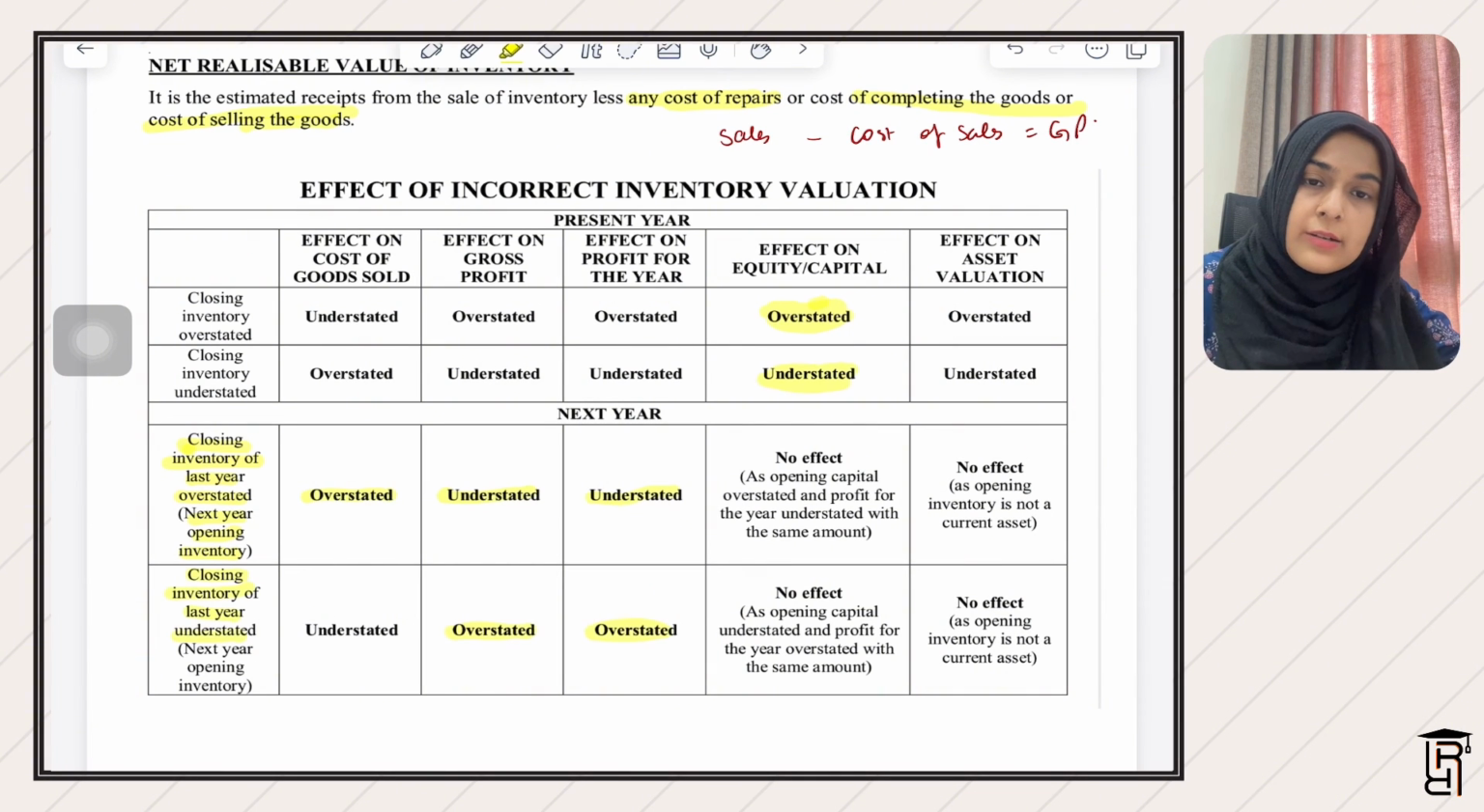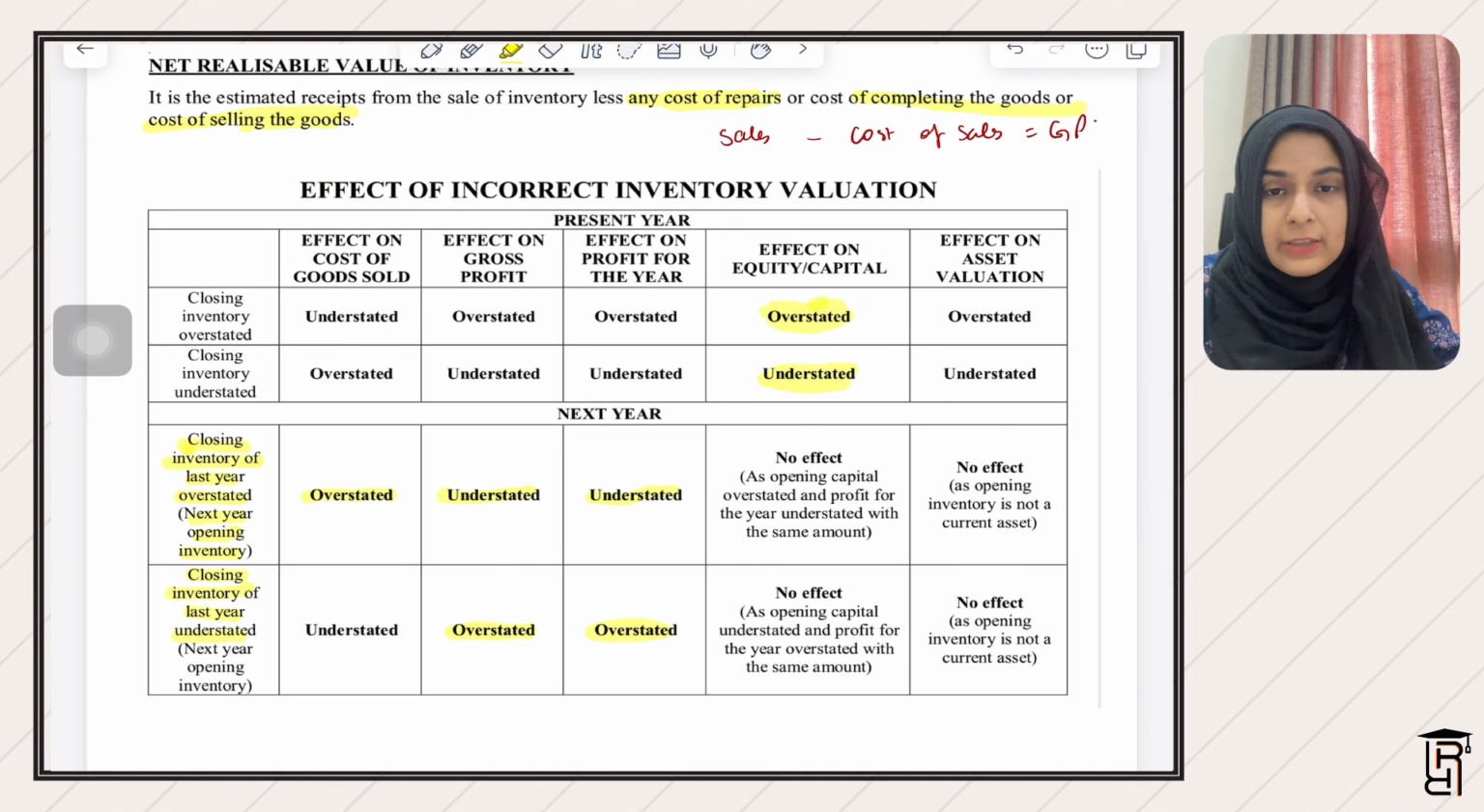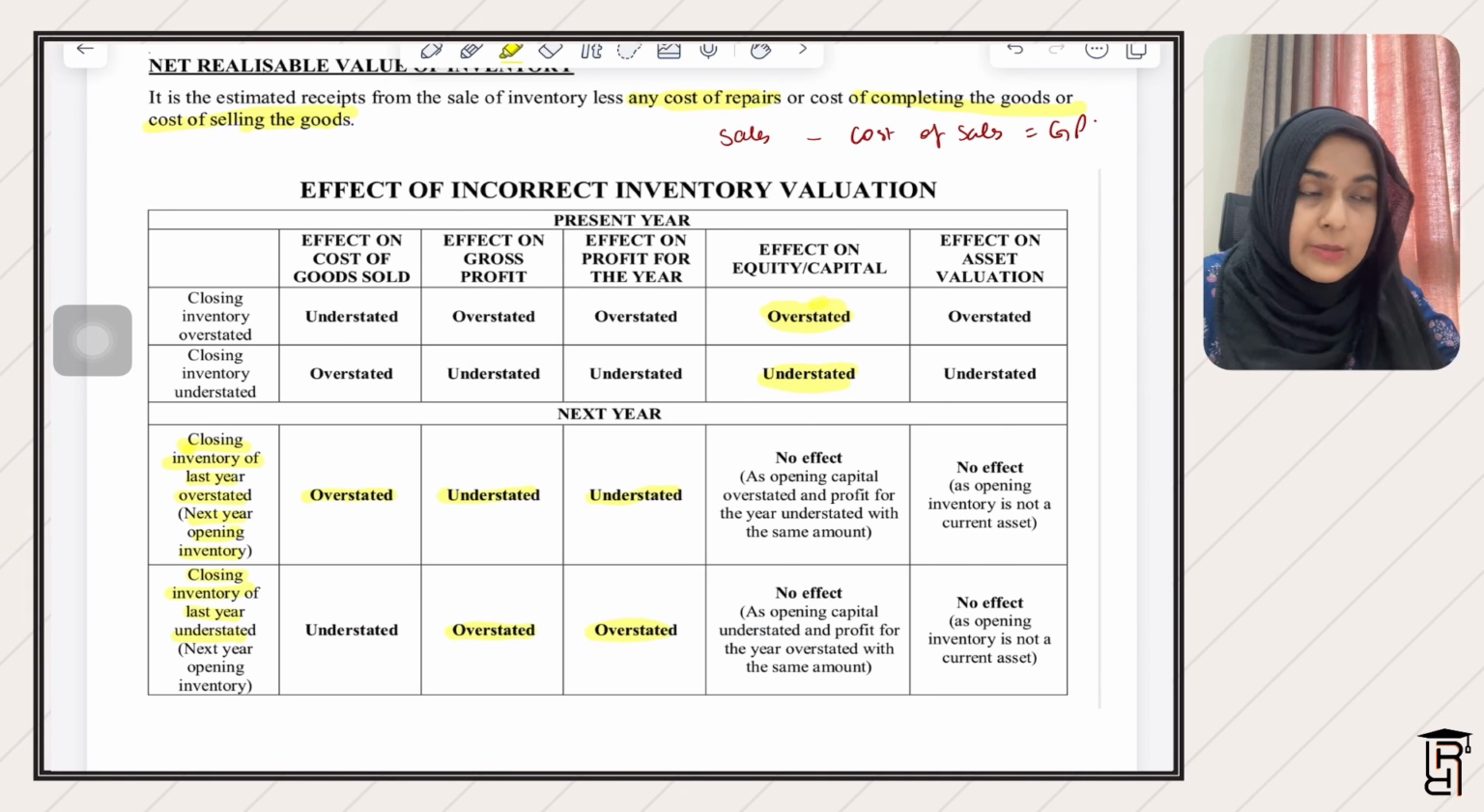So last year's understatement and this year's overstatement of profit will cancel with each other, and therefore there will be no effect on capital. Then there is no effect on inventory asset valuation, because opening inventory is not part of current assets. Closing inventory is part of current assets. So this will not have any effect on the asset valuation.